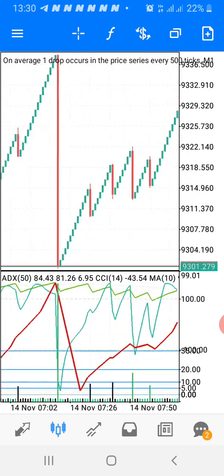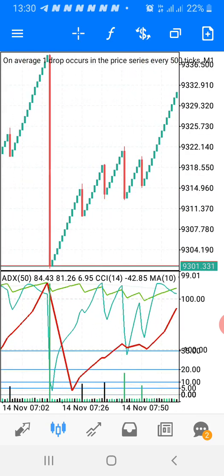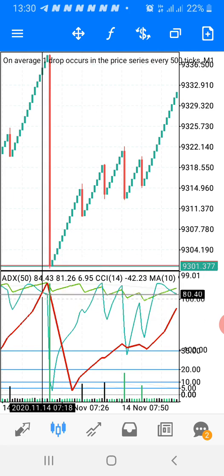So let's check more. Okay, you see this. You see, the moving average crosses this dark green line.